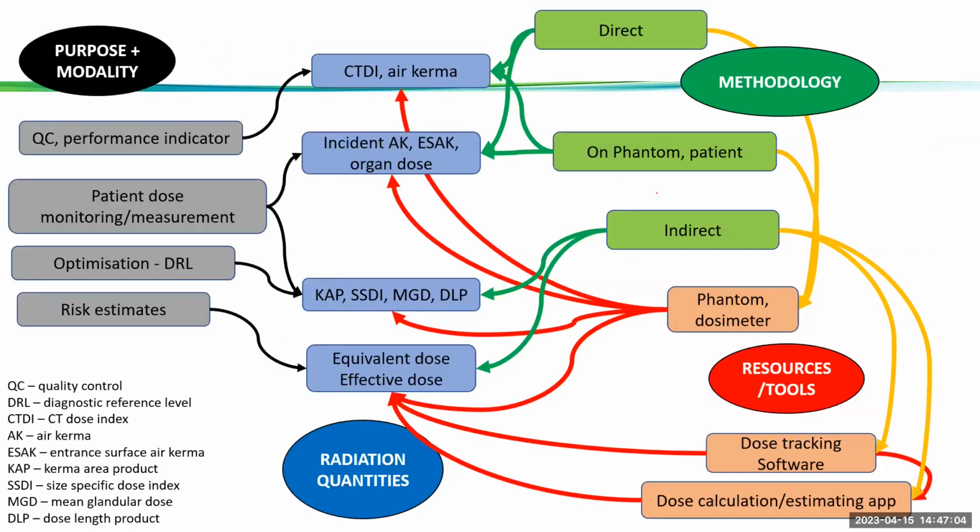This picture here shows a diagram interlinking the 4 questions that I have asked just now. So the purpose and the modality will dictate what type of radiation quantities you should be using. And of course, that's also closely linked with what tools you can use to do this. If you don't have certain tools, you can't measure certain quantities. Or if you have certain software that you can use, then you can use certain other quantities. The methodology follows as well.